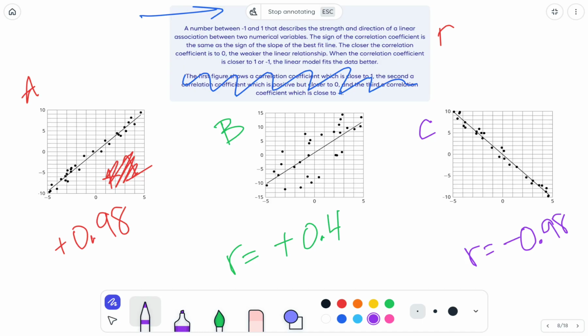Again, it's just between 1 and -1. It doesn't go into the 2s or 3s or anything like that. If it's closer to 0, it's weaker. If it's closer to -1 or +1, then it's really, really strong. And we're going to see that on the next screen.